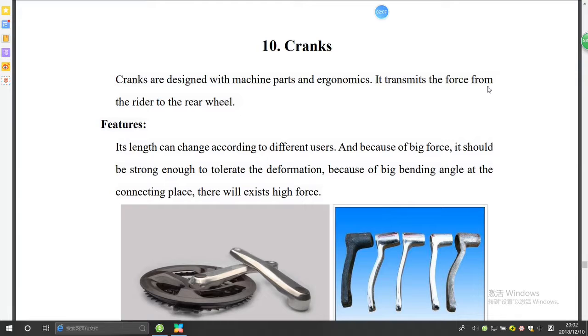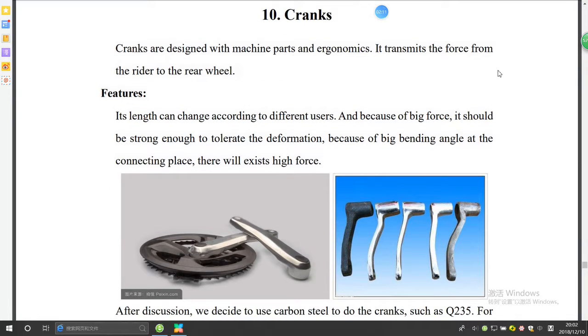Cranks are designed with a machine part, and ergonomics it transmits the force from the rider to the rear wheel. Its length can change according to the different user, and because of big force, it should be strong enough to tolerate the deformation. Because of big bending angle at the connecting place, there will exert high force. You can see this is two picture of cranks.